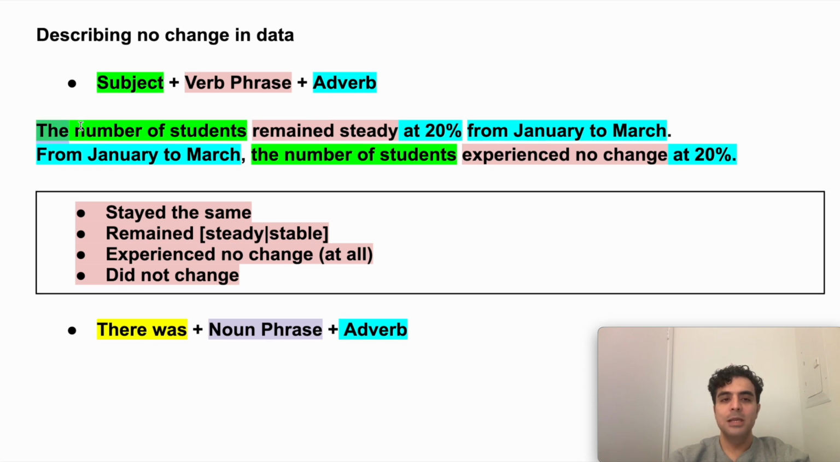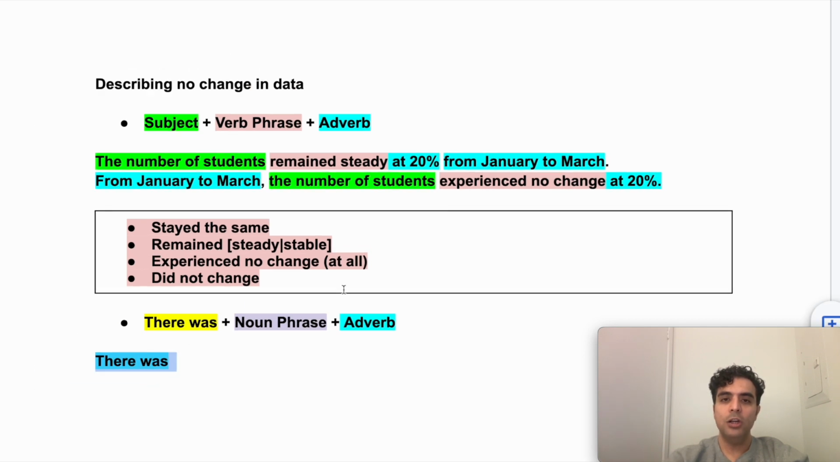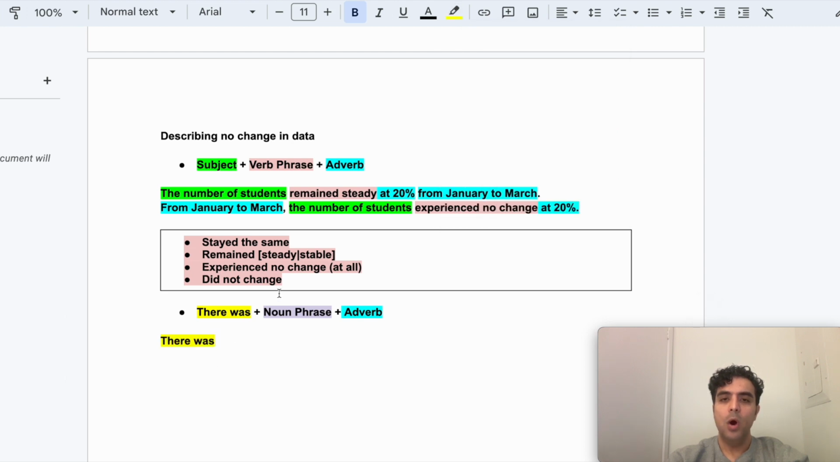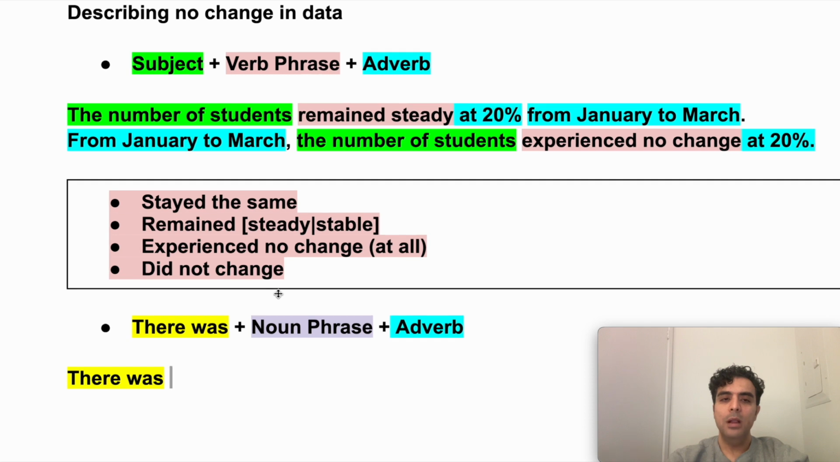The first sentence says the number of students remained steady at 20% from January to March. Okay, I'm not going to shuffle the order around. I could, but I just want to show you how you can take the verb phrase structure and turn it into a noun phrase structure. I'm not going to make any additional changes deliberately. So let's see. We're going to say there was, and this is the fixed structure. And so I'm going to highlight that in yellow. Okay, so there was. What do I have after that? Well, after there was, I'm going to mention the noun phrase.